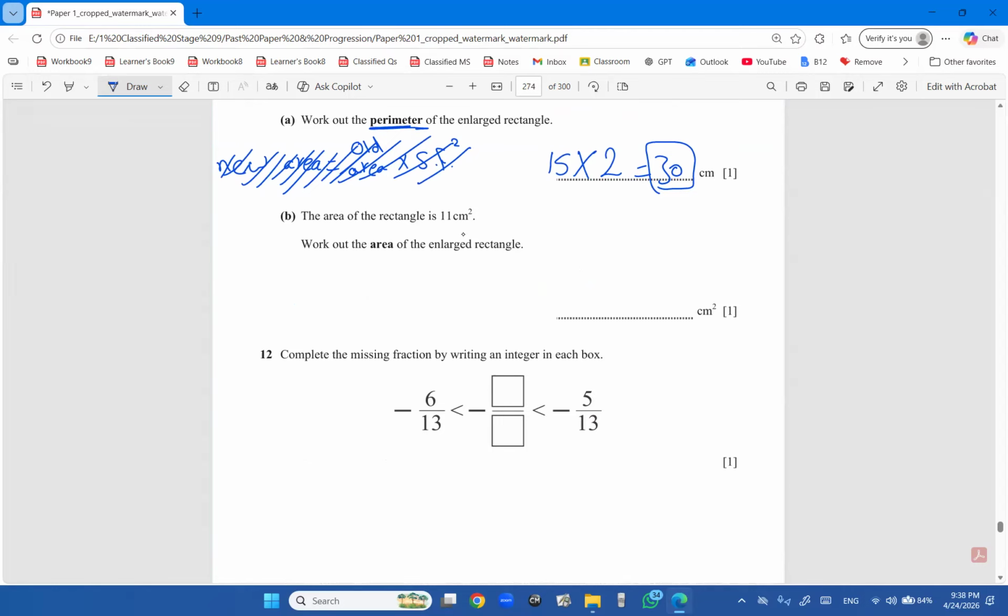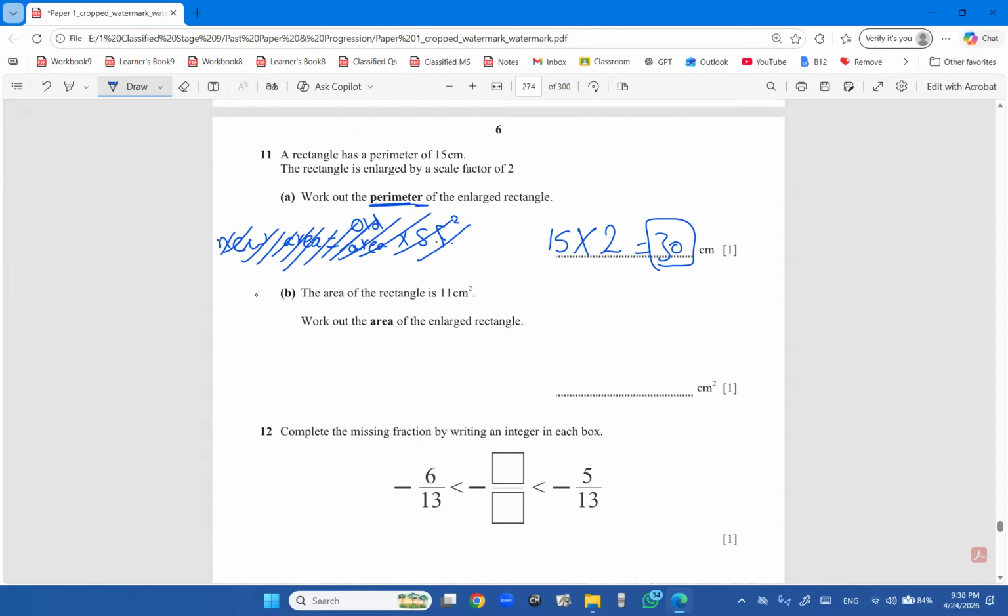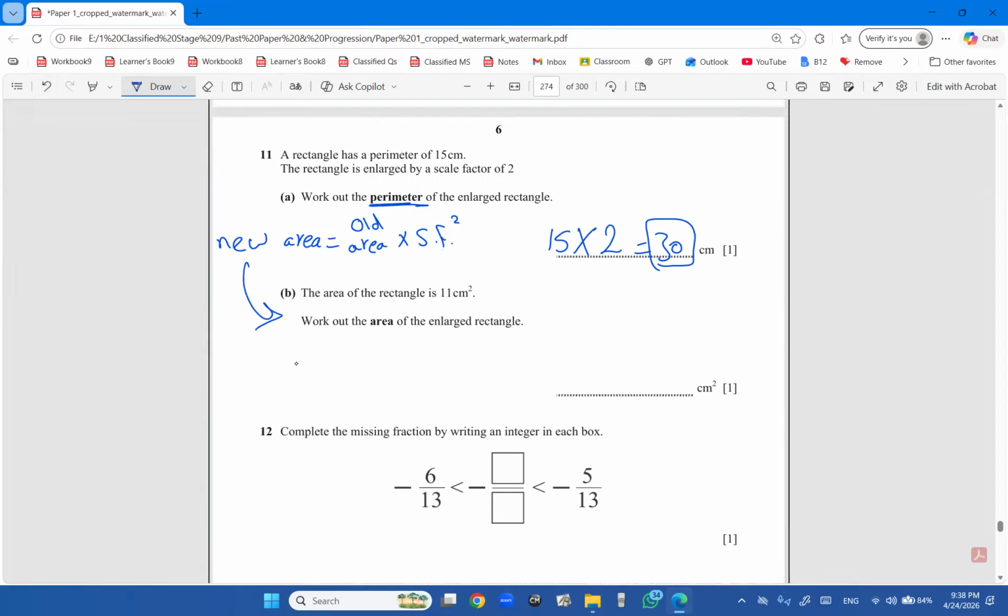The area of the rectangle is 11 centimeters squared. Work out the area of the enlarged rectangle. Okay, we need it over here actually. So I'm going to erase the crossing that I've done. So this is the explanation of this. So they wanted the area. So the area is actually 11. The new area is 11, which is the old area, times scale factor, which is 2, but it's 2 squared. So it is 11 times 4, which is going to give you 44 centimeters squared.